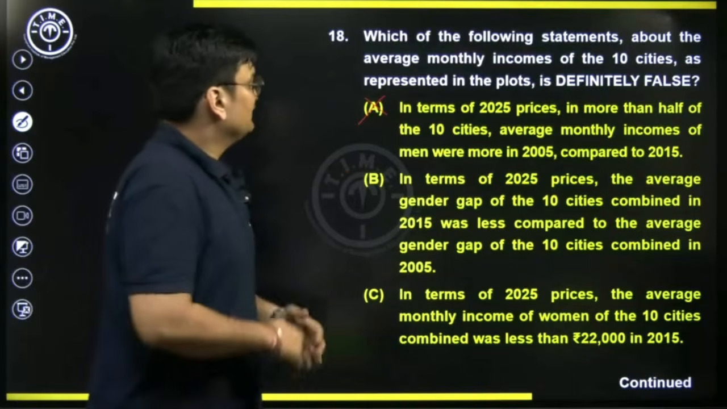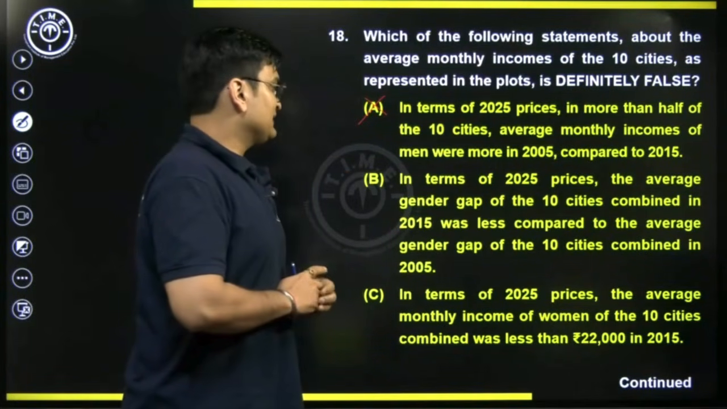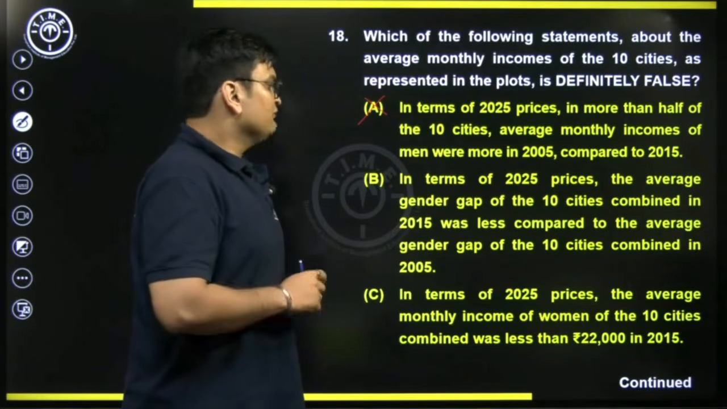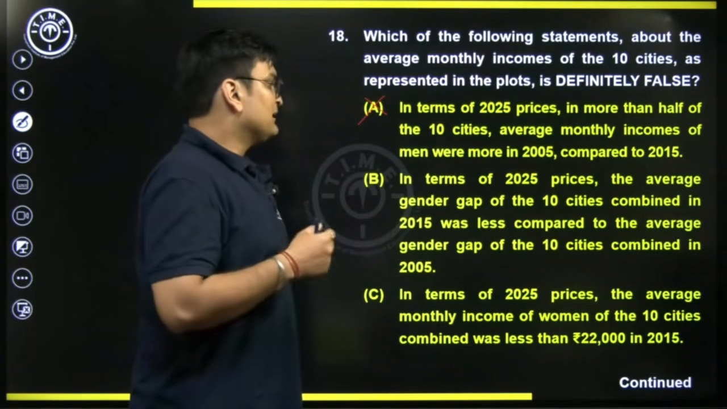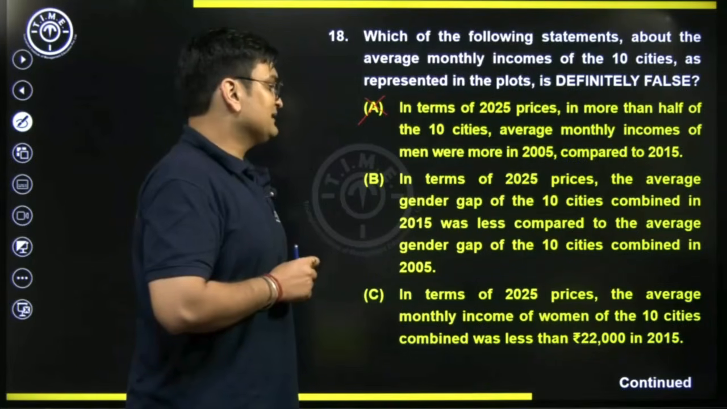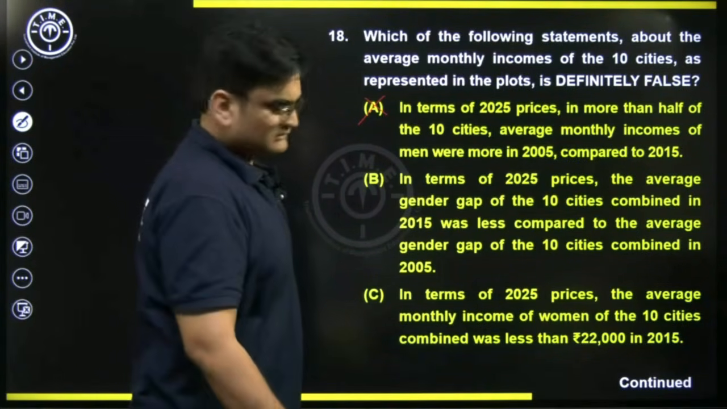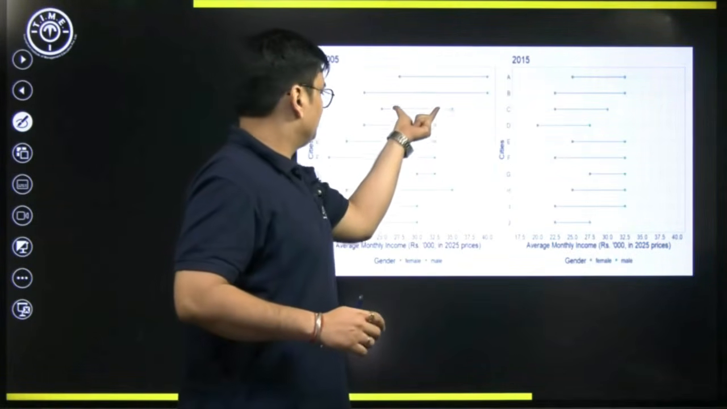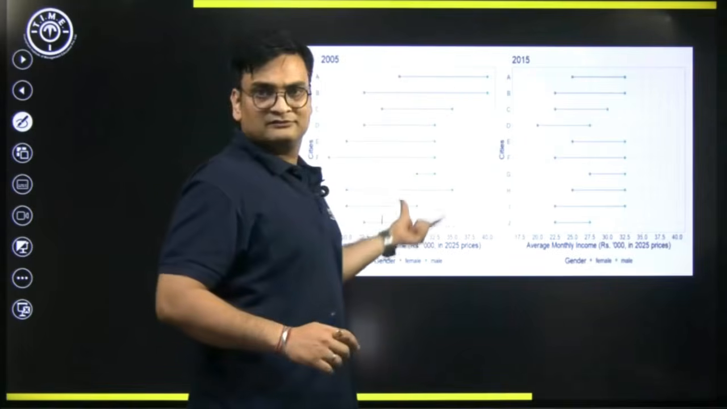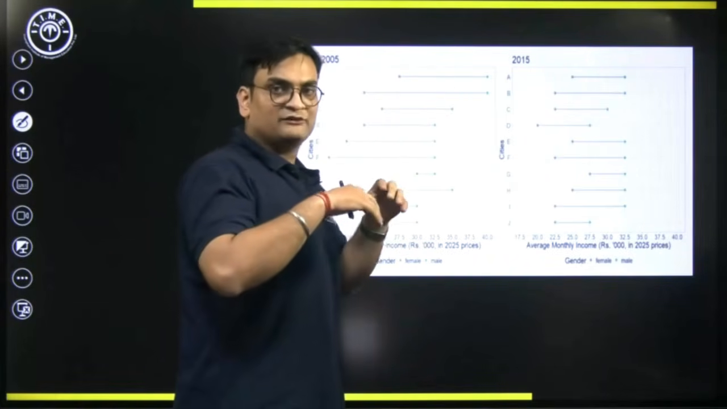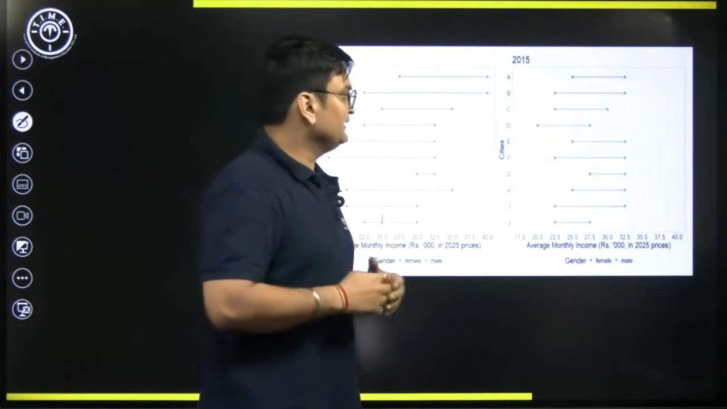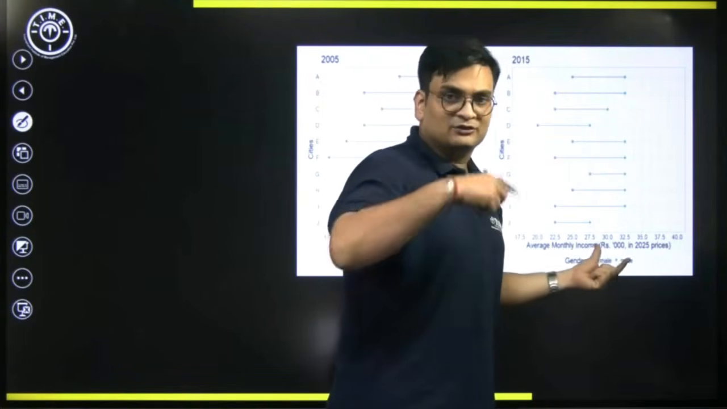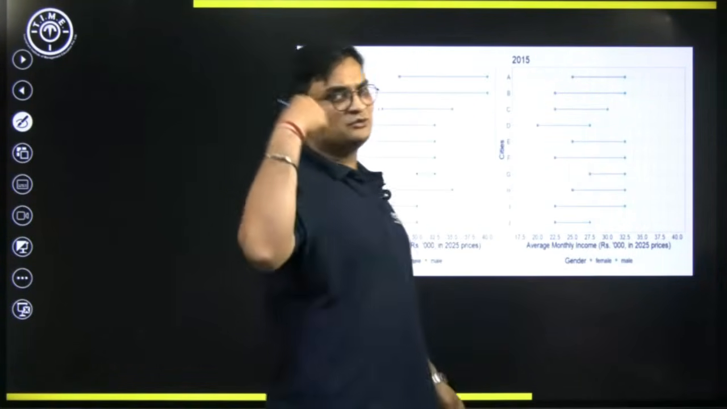Let's look at the second. In terms of 2025 prices, the average gender gap of the 10 cities combined in 2015 was less compared to average gender gap of the 10 cities combined in 2005. So please note the gender gap here plus gender gap here plus here, this entire sum in 2005 will give you the total value of gender gap in 2005, and gender gap here plus here plus here plus here will give you the total gender gap in 2015.